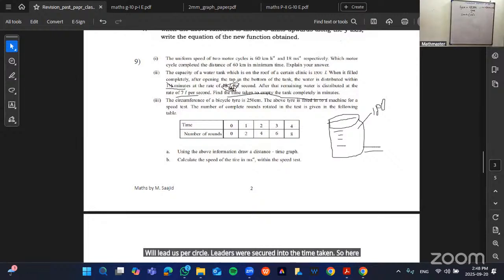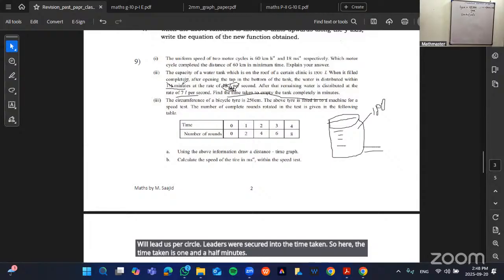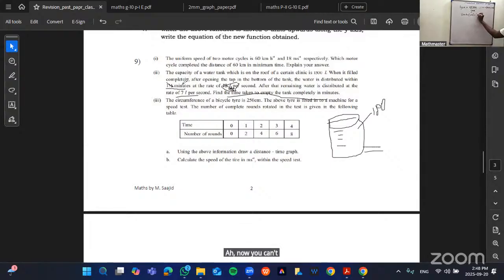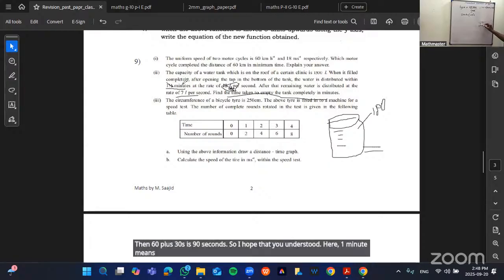So here the time taken is 1.5 minutes. Now you can't write the answer like 1.5 minutes. Why? Here the unit is in seconds, but they have given minutes. Then you have to first convert this 1.5 minutes into seconds. 1 minute is 60 seconds, half minute means 30 seconds, then 60 plus 30 is 90 seconds. I hope you understood it.